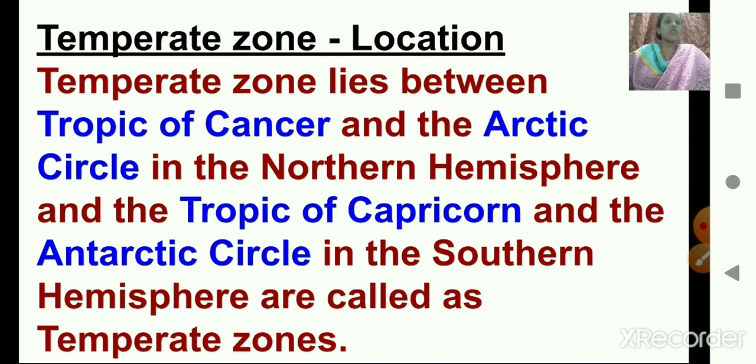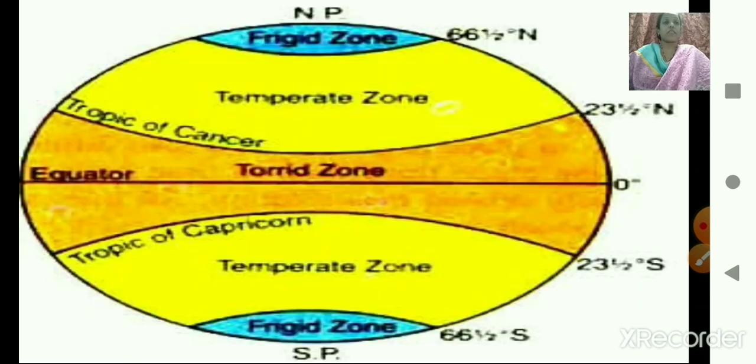Let's see the location of temperate zone. Temperate zone lies between Tropic of Cancer and the Arctic Circle in the northern hemisphere, and the Tropic of Capricorn and Antarctic Circle in the southern hemisphere are called as temperate zones. And this is the image of climatic zones.